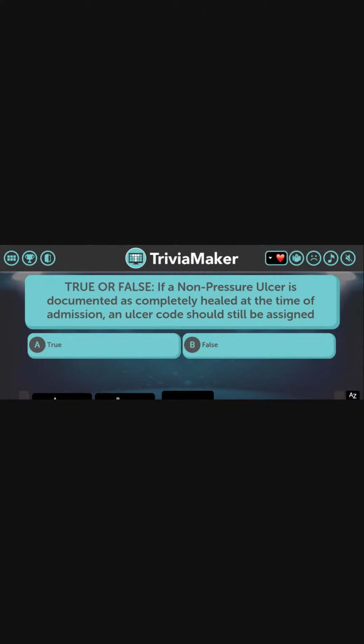All right. Getting a lot of answers in the chat. Let's see. Indeed, this one is going to be false. So yes, if a non-pressure ulcer is documented as completely healed at the time of admission, no code should be assigned. So that is what makes that false. No code should be assigned, especially if it's healed. So great catch, everyone. Great job. I think everyone got that one right.